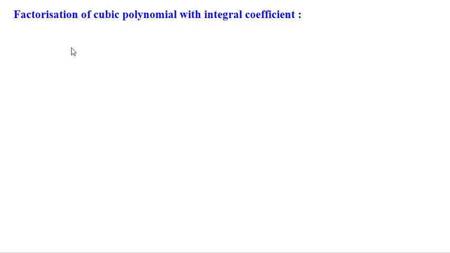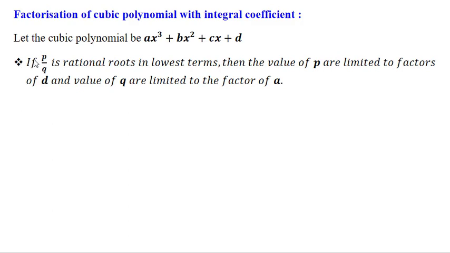Now let us see how we factorize a cubic polynomial with integral coefficients. Let us take a cubic polynomial as ax cube plus bx square plus cx plus d. Now here, if p upon q is a rational root in the lowest term, then the values of p are limited to factors of d and the value of q is limited to the factors of a. Right, what I said? That if p by q is a rational root, then x minus p by q will become a factor.